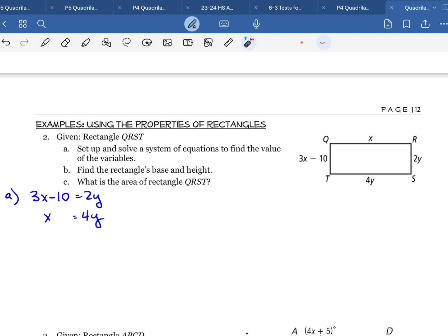Okay? So now you are going to use that information. That is going to help you find what x and y are. You want to find the actual distance of the base and the height, because that is what B is asking you. And then finally, you're going to find the area. So hopefully you guys remember the area of a rectangle.